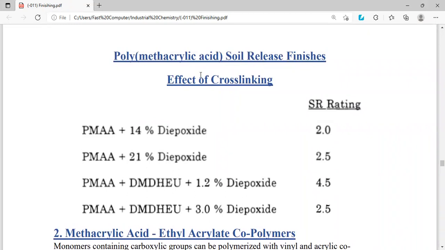This is the table which shows the effect of cross-linking. When PMAA is added with 14% diepoxide, the SR rating is 2. When PMAA is added with 21% diepoxide, the SR rating is 2.5. When PMAA is added with DMDHEU and 1.2% diepoxide, the SR rating increases to 4.5. But when PMAA is added with DMDHEU and 3% diepoxide, the SR rating drops to 2.5.